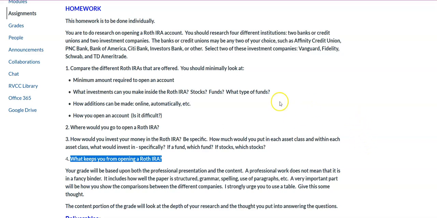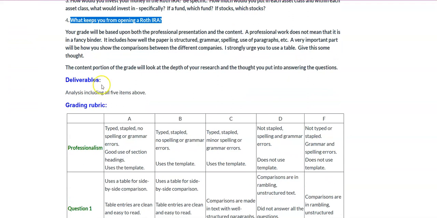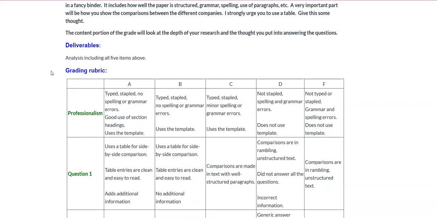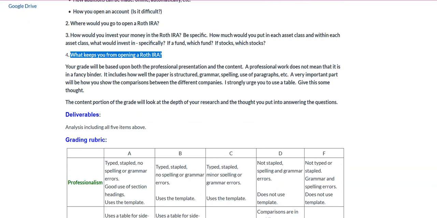Okay, so here are the deliverables. Oh, you're not going to submit this on paper. You're going to obviously email this to me or submit it on Canvas. All right, let's go back to the modules.